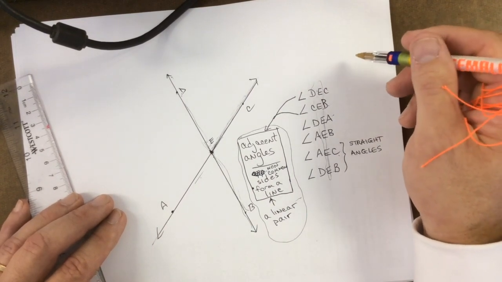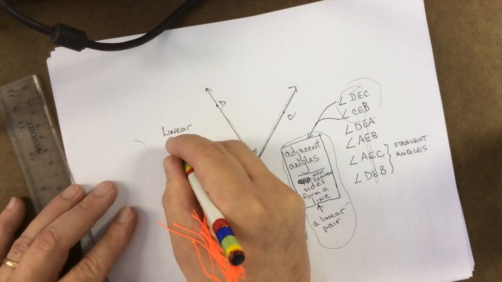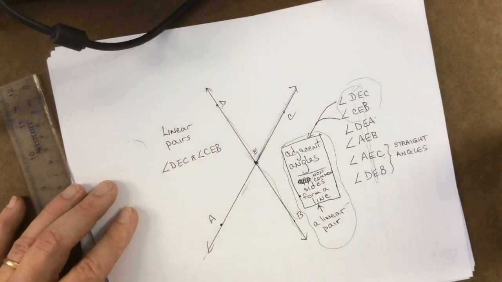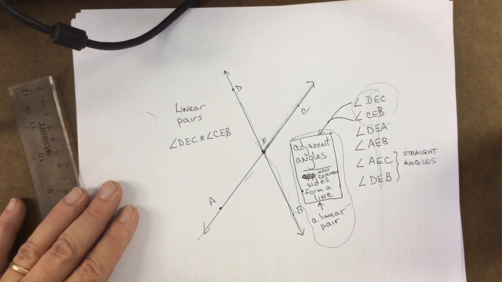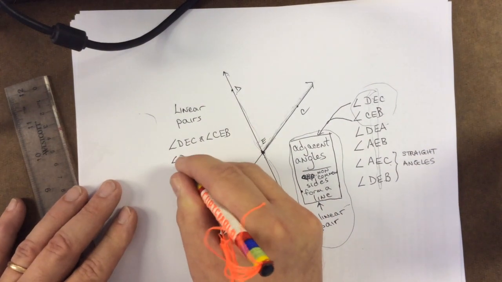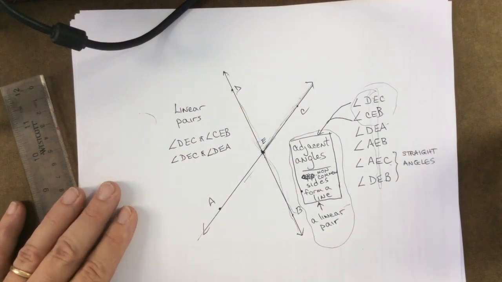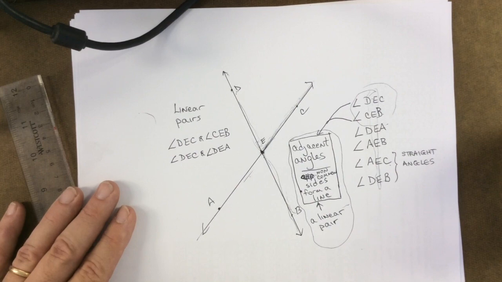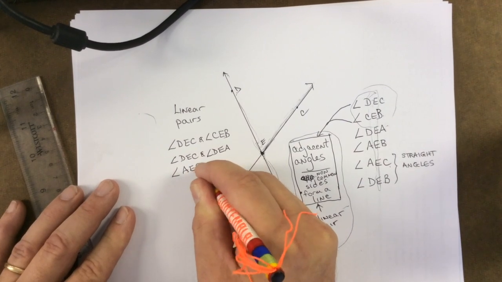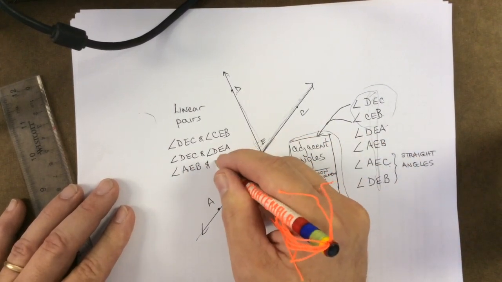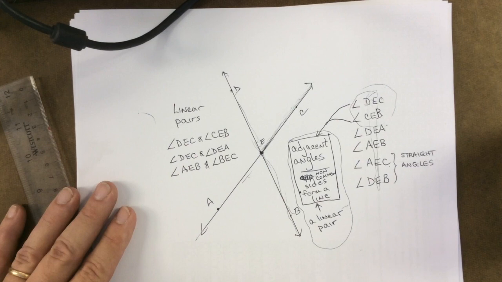How many linear pairs can you identify here? I've already given you 1 pair, right? These 2? Any others? Yeah. Yes. Angle DEC and angle DEA. What else? Yeah? Right. Angle AEB and what did you say? AEB and BEC. There we go. That works. Any others? Yeah.